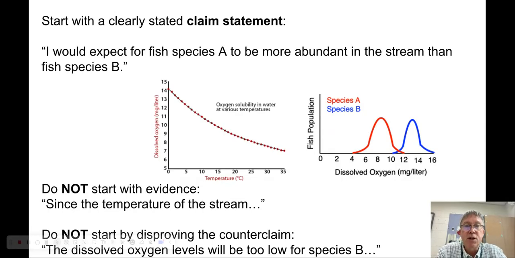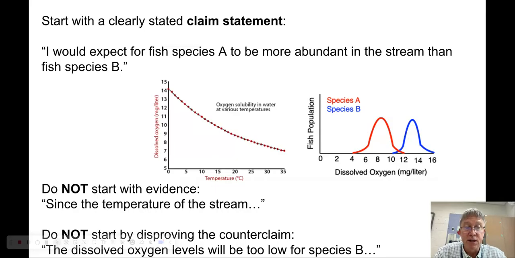First thing I want to do is you want to start with a clearly stated claim statement. Okay, so here, in this case, it'd be a perfect one. I would expect fish species A to be more abundant in the stream than fish species B. I just state my claim. This is what I think is true.